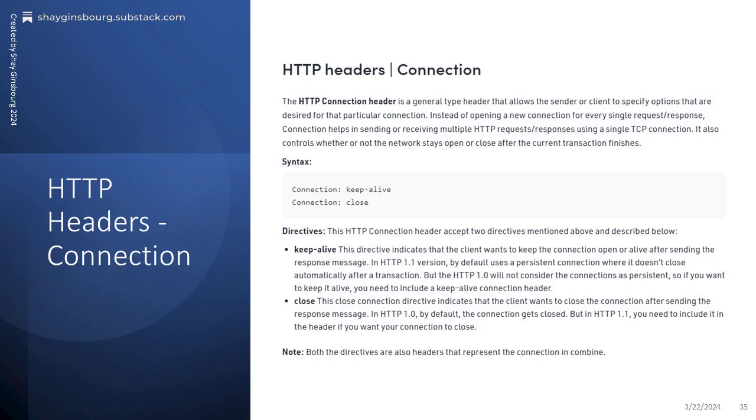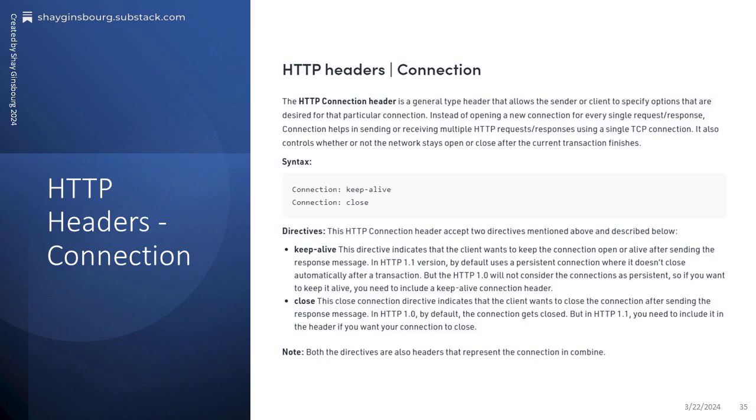Keep-alive indicates that the client wants to keep the connection open or alive after sending the response message. In HTTP 1.1, by default, it uses a persistent connection where it doesn't close after a transaction. However, in HTTP 1.0, the connection gets closed by default, so if you want to keep it alive, you need to include Connection: keep-alive in the header.